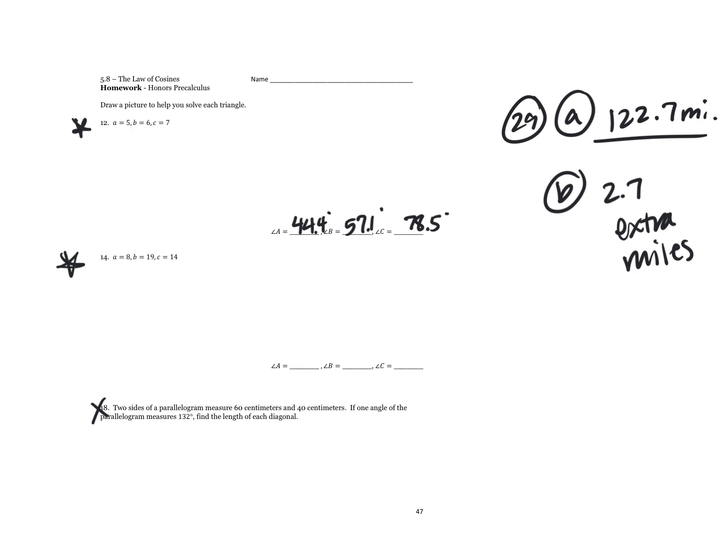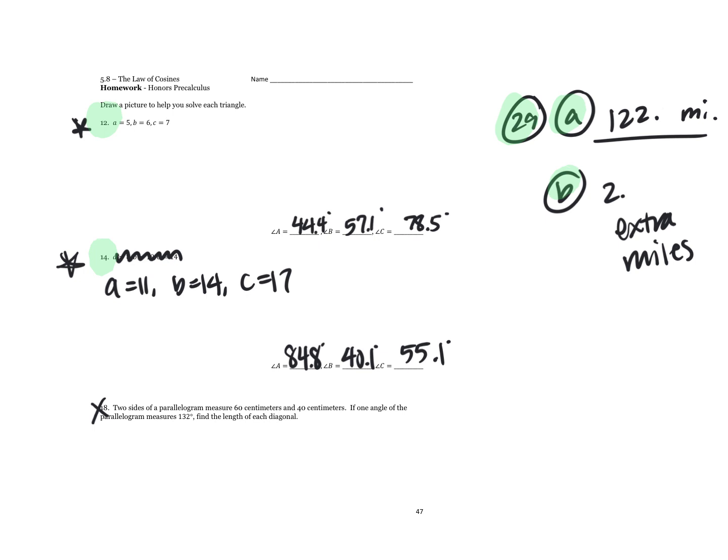Give me one sec. No problem. We're going to change this problem to A is 11, B is 14, C is 17, and when we do that, we get 84.8, 40.1, and 55.1. So let's do these three problems, 12, 14, and 29, A and B on the front and back. Rounding to the tenth, we'd be at 2.8. Yep.